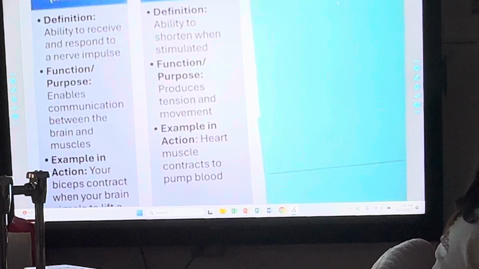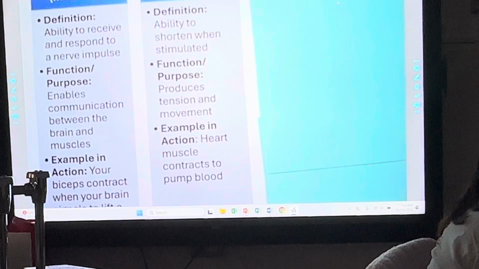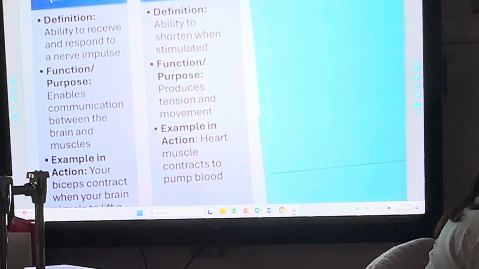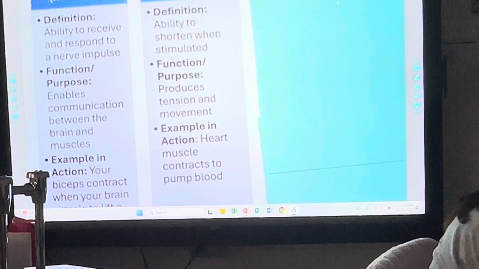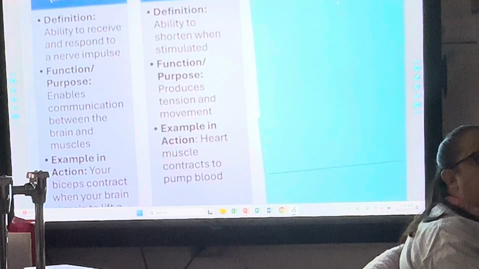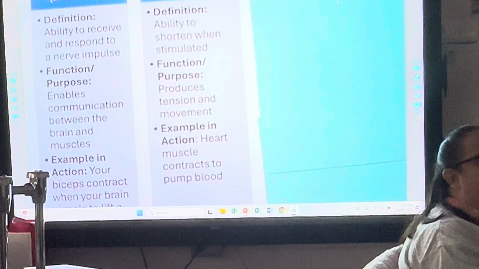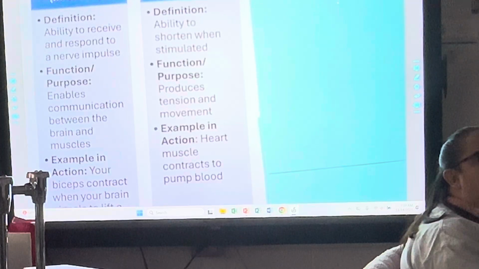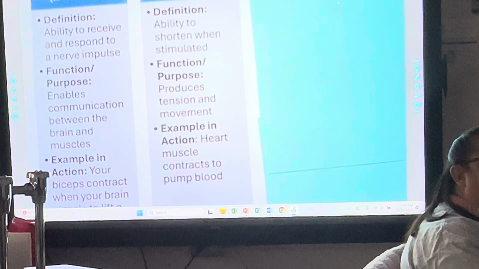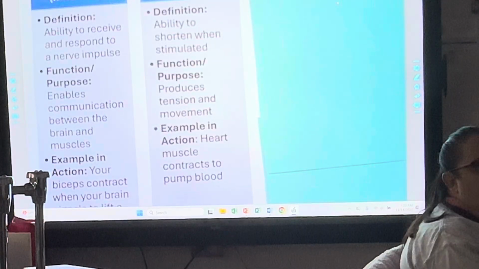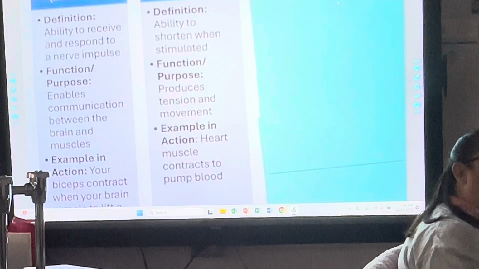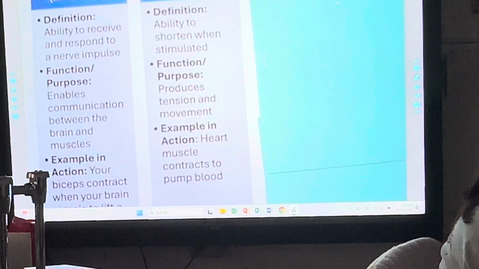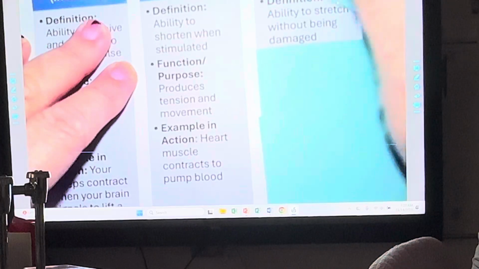If you go back to the bicep from the previous example, the bicep contracts so that we're able to lift that weight. But remember what I said about the whole contract and relax. Understand that as the bicep is contracting, its antagonist is relaxing. Some people might even say that it's stretching, but the idea is that it's releasing that contraction to allow for that movement.